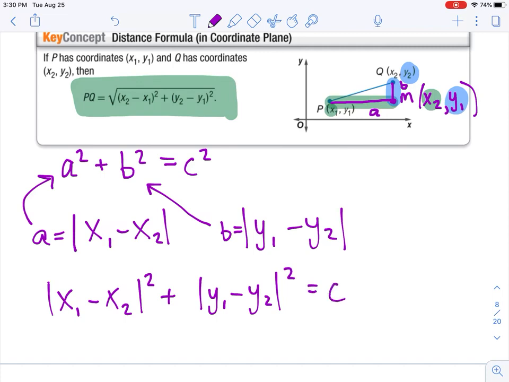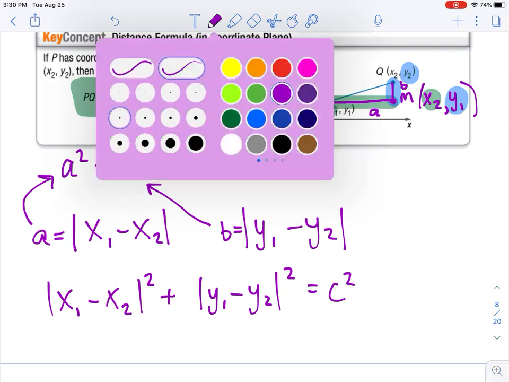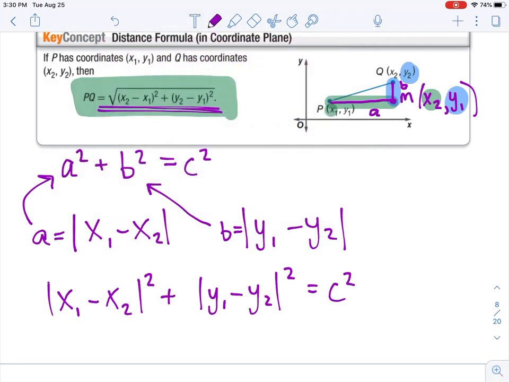will equal c squared. Now, the reason why our actual equation doesn't have absolute value symbols in it is because when you take the square of any number, it always has to become positive. So it works similar to absolute values, and that's why we can go ahead and get rid of them.